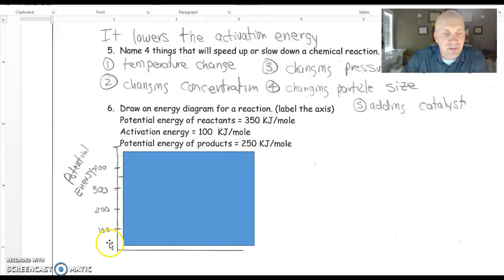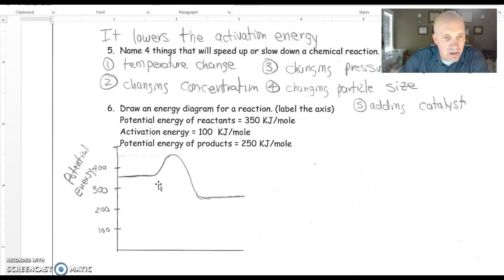First, let's draw a graph, and you have to choose a y-axis. I looked at these numbers here, and let's add enough numbers so that we have more than enough space to represent what we've got. That's why I made my axis go up to about 500. I should have written time or reaction progress here. So you want to start with the energy of the reactants at 350. So 350 would be about right here, so you want to start off with a line that's going to be about right here.